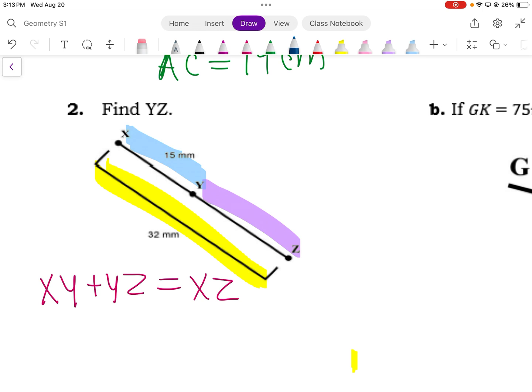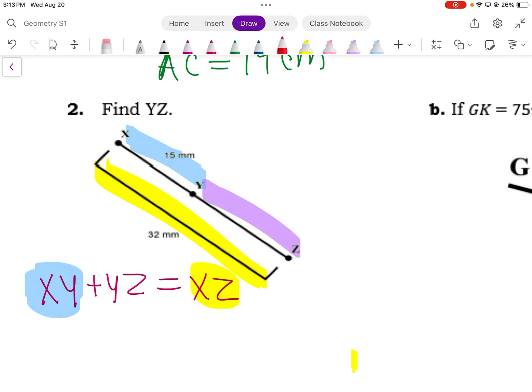Let's plug in the information and see what we don't have. We have XY and we have XZ. The math isn't too wild. It's again just learning the vocab for it. For this one, instead of adding, we're actually going to subtract to find that missing segment. So 32 minus 15, we should be getting 17. So YZ equals 17 millimeters.